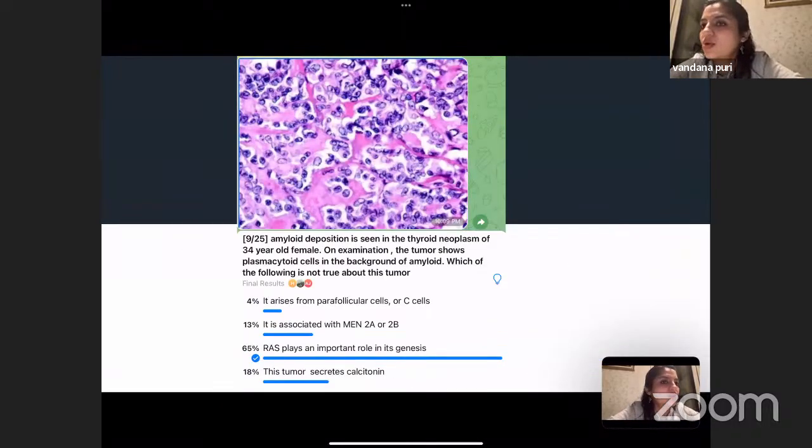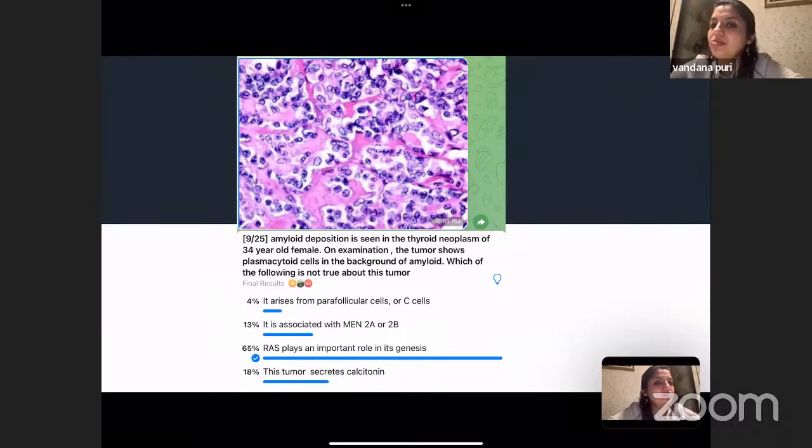This was about thyroid cancer, a very important question. Please remember, the pink material which is deposited is amyloid. Along with that, these plasmacytoid cells which you're seeing here are very typically medullary carcinoma, so medullary carcinoma of the thyroid.